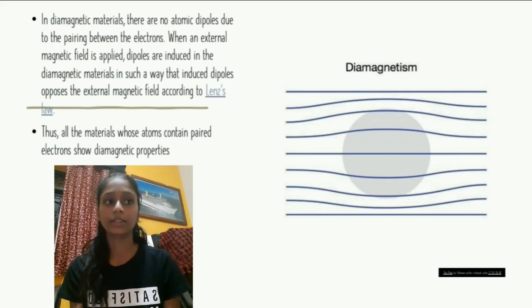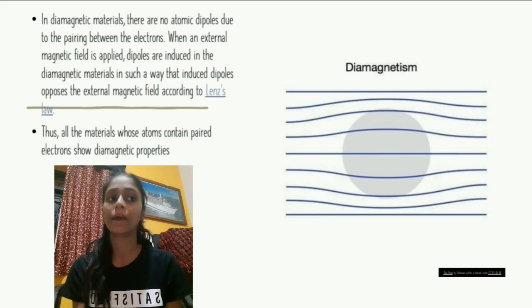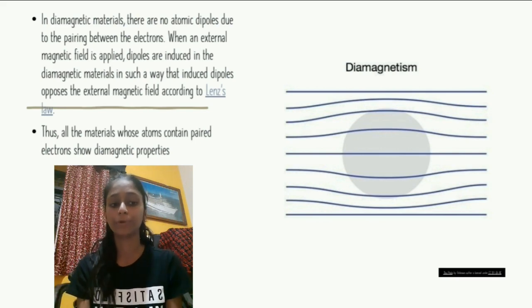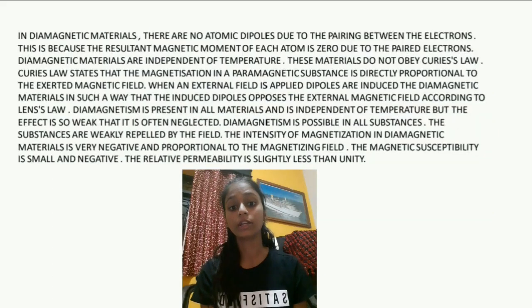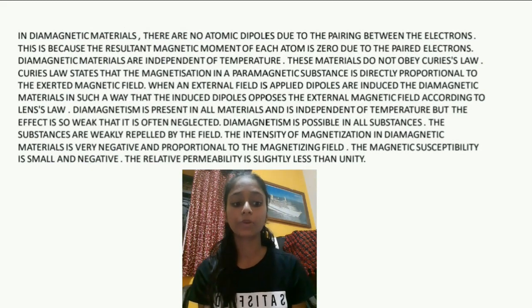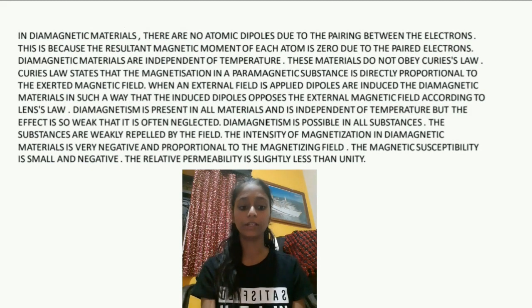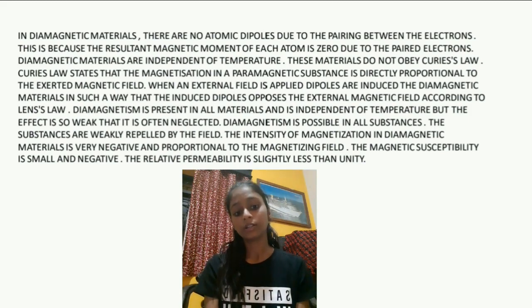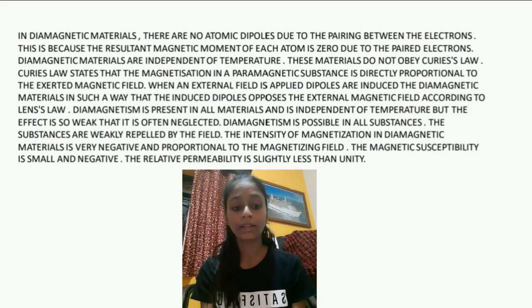Curie's law states that the magnetization in a paramagnetic substance is directly proportional to the applied magnetic field. In short, the effect is very small as compared to ferromagnetic and paramagnetic substances and is proportional to the magnetizing field. Here, the magnetic susceptibility is also small and negative. The relative permeability is slightly less than unity.